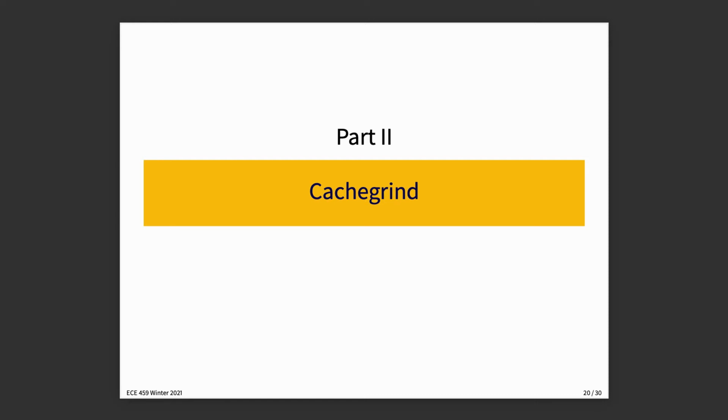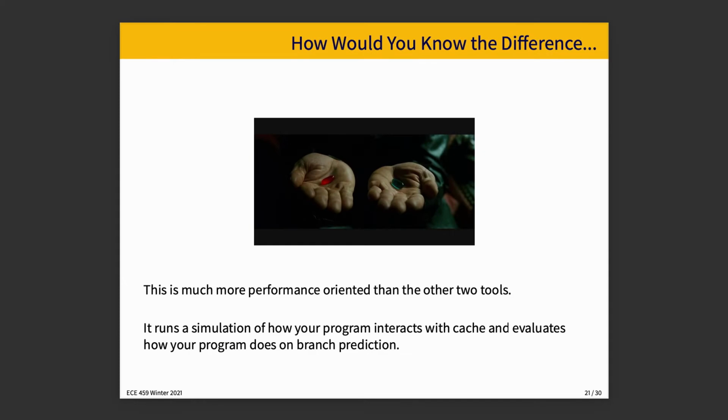The last tool that we want to talk about is Cachegrind. It's another one in the Valgrind package, and it is much more performance-oriented than the other tools we've talked about today. Yes, something like Memcheck looks for errors in your program that are likely to lead to slowdowns, like memory leaks, or prevent you from introducing an error in parallelizing your program. But Cachegrind is really about simulating how your program will interact with cache and giving you information about how you will do on branch prediction.